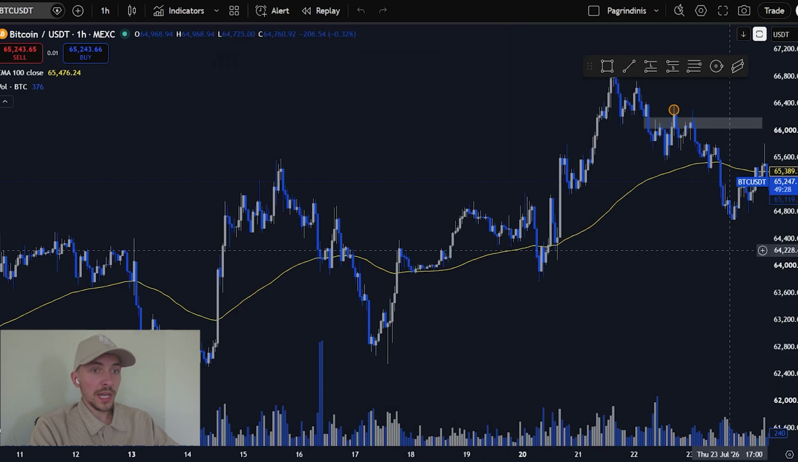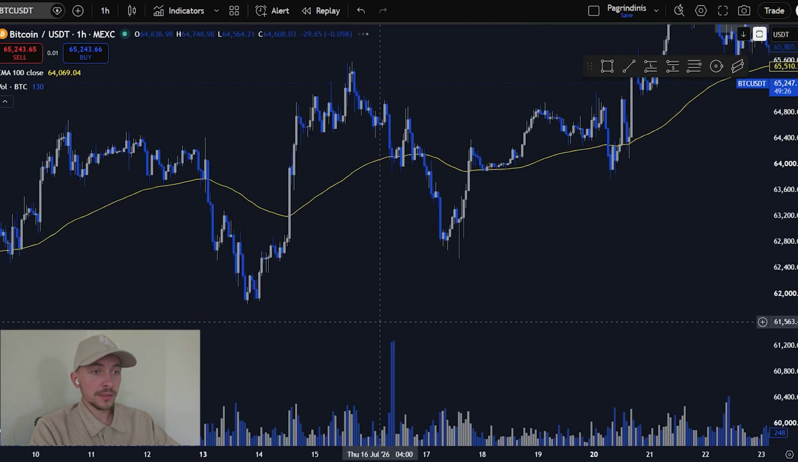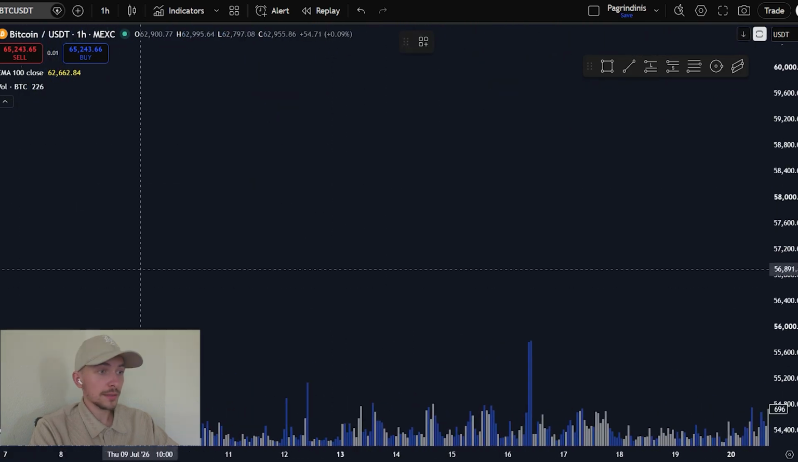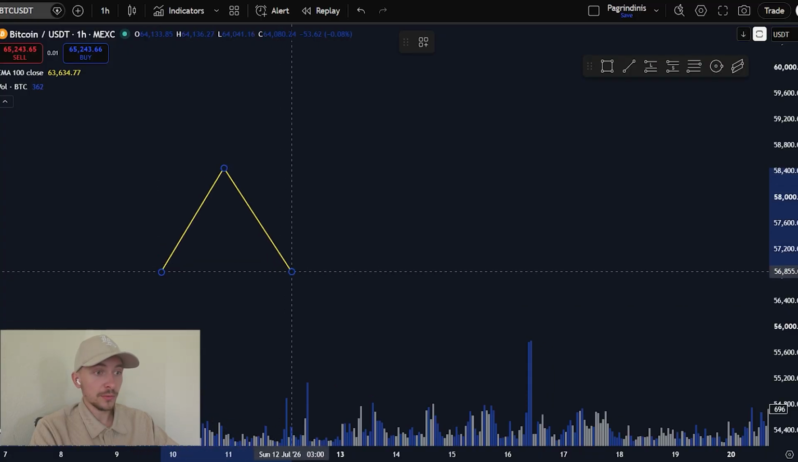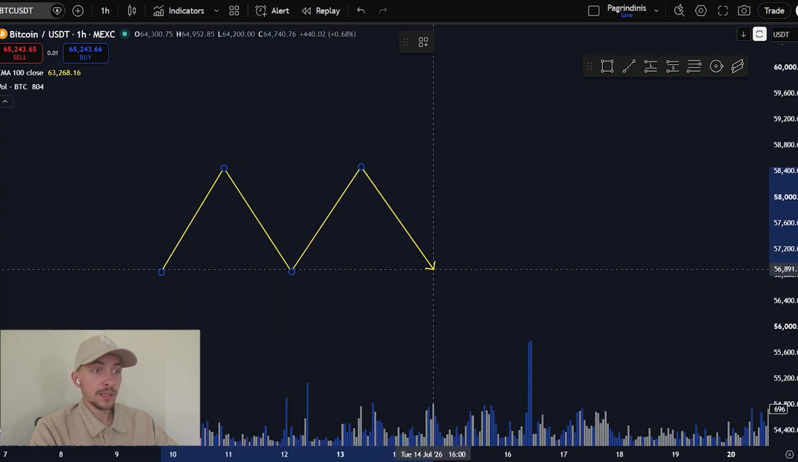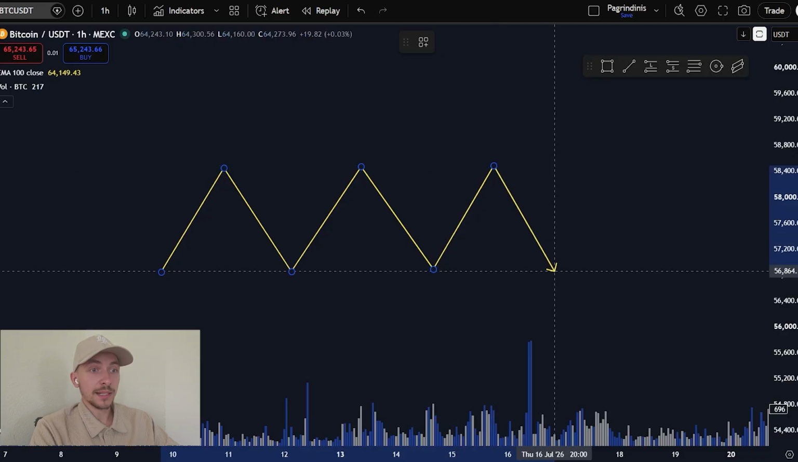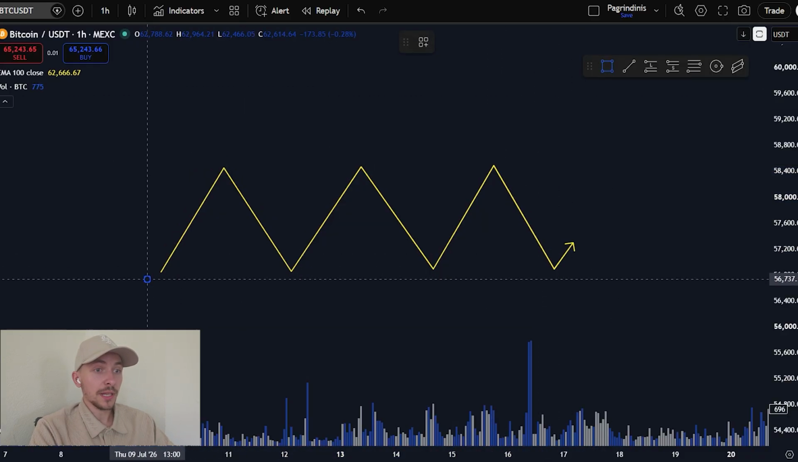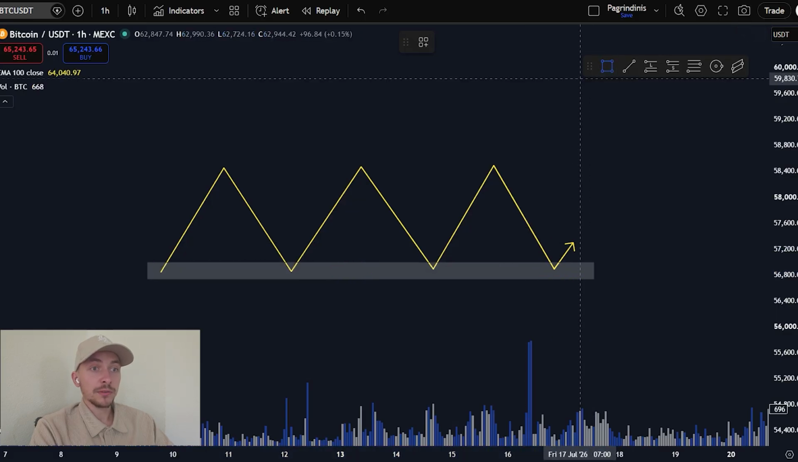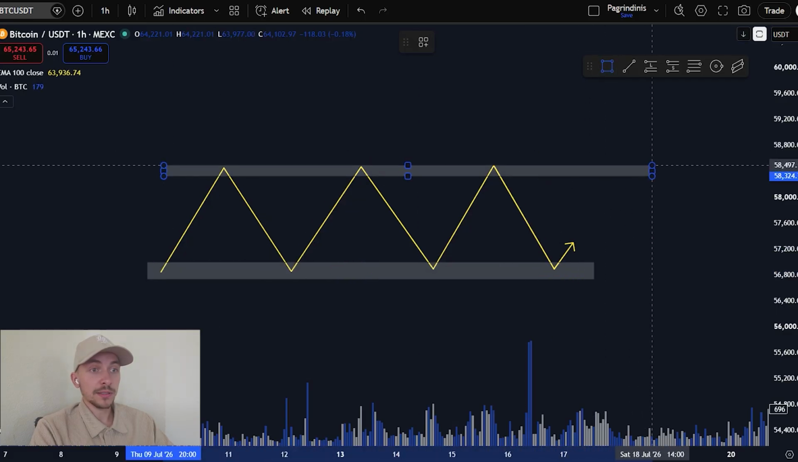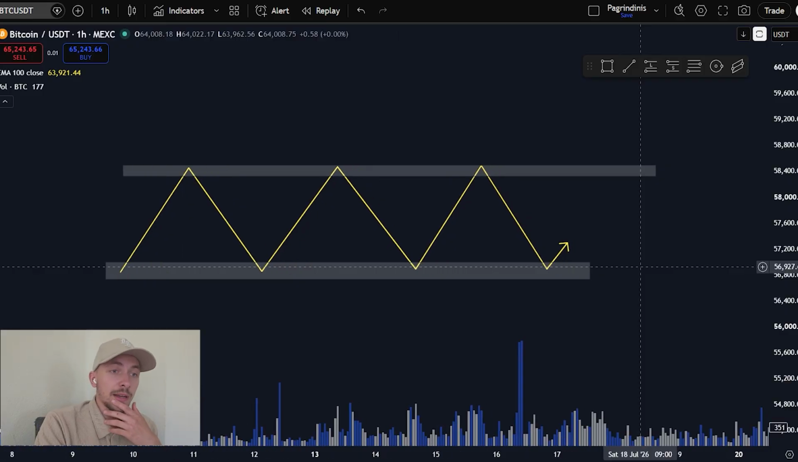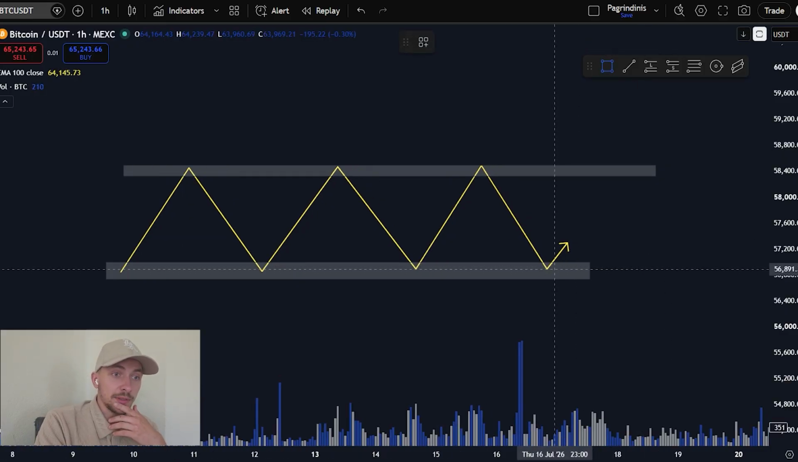Okay, so we have the Bitcoin, and we're gonna start with some drawings like always. Supply demand or support resistance zone. This part is kinda easy. We know that in the bottom we have our support zone. In the top we have our resistance zone or the supply zone, and we have the candle here. So right now we have a range market. The market goes up and down between the support and resistance zones.